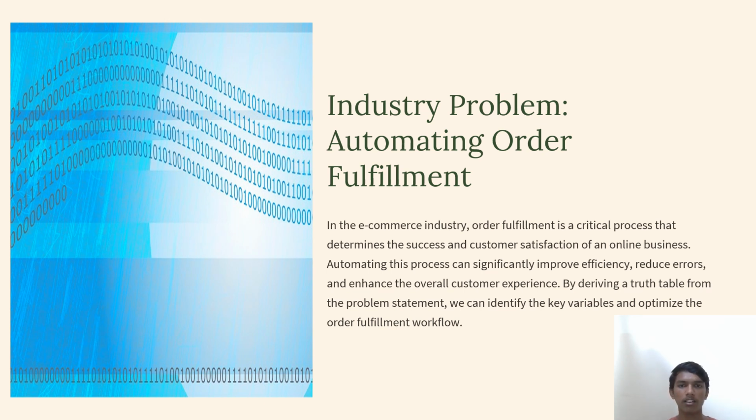Industrial problem: automating order fulfillment. In the e-commerce industry, order fulfillment is a critical process that determines the success and customer satisfaction of an online business. Automating this process can significantly improve efficiency, reduce errors, and enhance the overall customer experience. By deriving the truth table from the problem statement, we can identify the key variables and optimize the order fulfillment workflow.